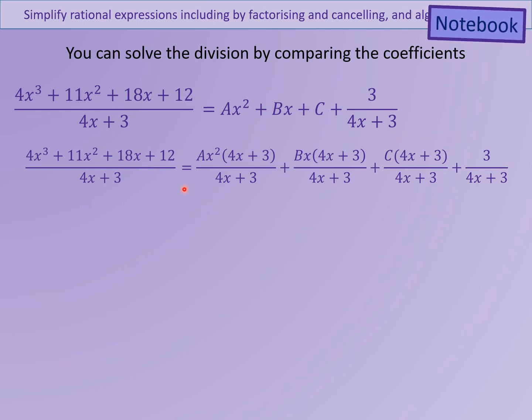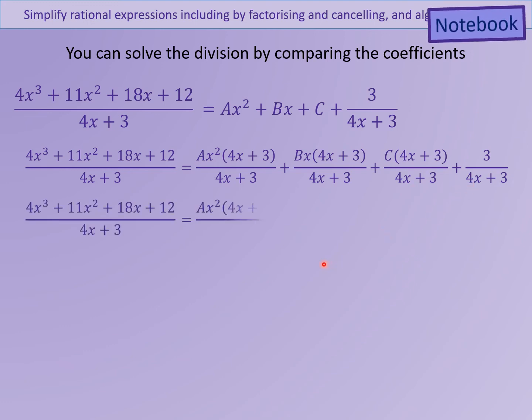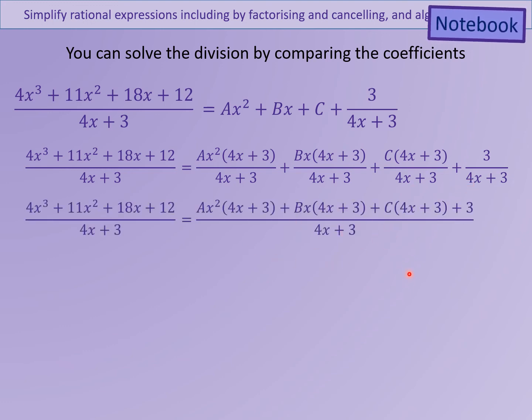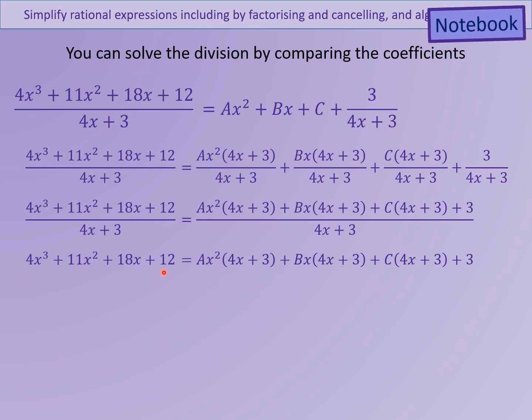Right, why did I do that? Well, now, because I've got a common denominator throughout, I can put them together with that common denominator. So therefore, now I know that that part equals that part, what I can do is I know that the denominators are equal, so therefore my numerators must also be equal. And that's what I can get at now. My numerator is equal to that.